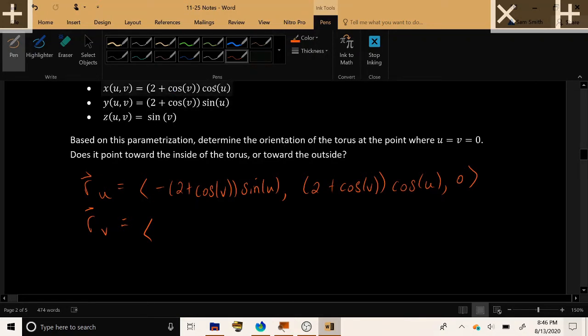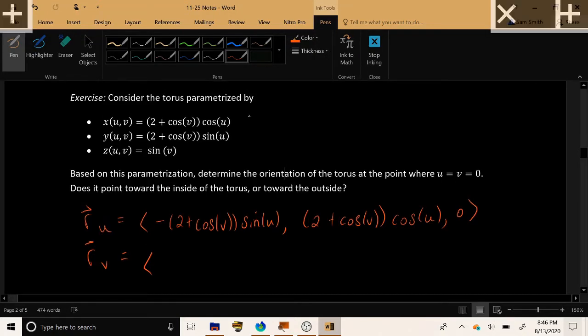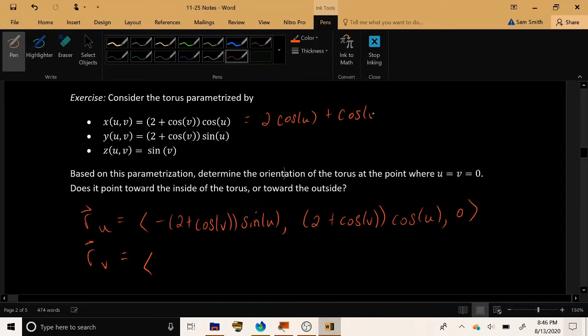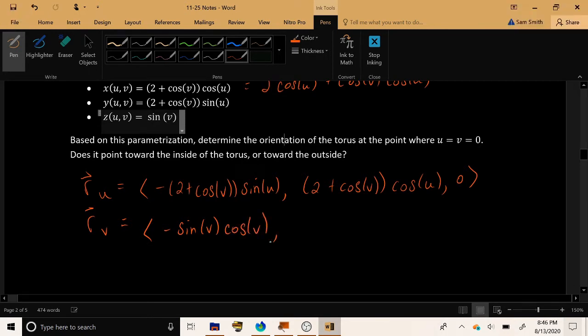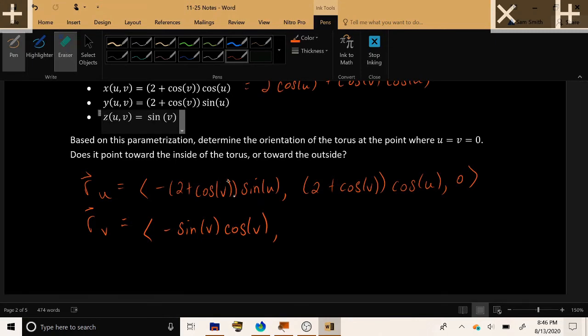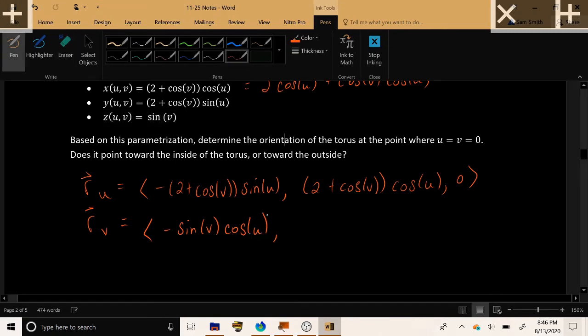But we have to be a little bit careful, because if I distribute through, we have 2 cosine u plus cosine v cosine u. And in terms of the derivative with respect to v, this first term here, 2 cosine u, will just completely vanish. So we have negative sine v cosine v, cosine u, whoopsie. And we have negative sine v sine u. And finally from z, we have cosine v.